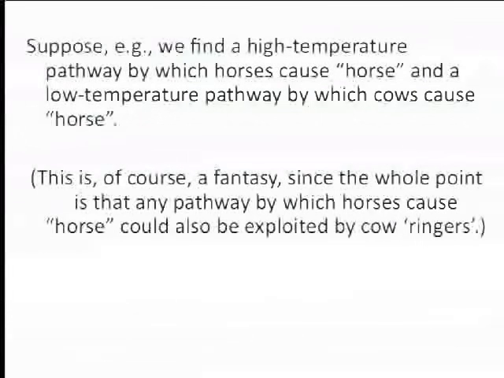So suppose what goes on is that there's a high temperature pathway by which horses cause use of the word horse, and a low temperature pathway, cows cause use of the word horse. I mean, I have to say, you have to be suspending disbelief a bit here, because partly the point of the example is that ringers, for anything, are actually using the same causal pathway. I mean, the whole thing about being able to be taken in by a ringer is that once you set up a vision so it can detect horses, you have thereby set it up so it can be taken in by a ringer. Do you see what I mean?